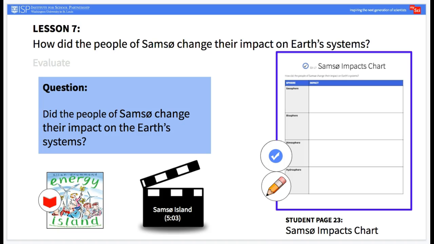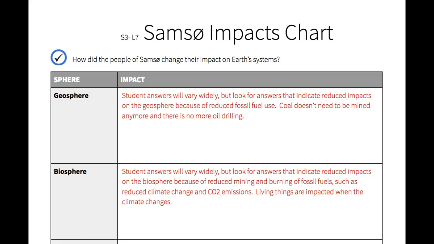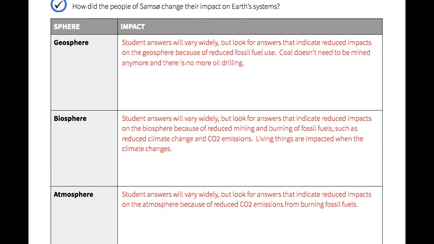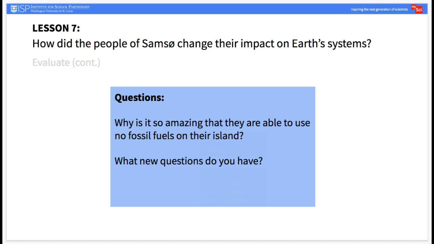In the Evaluate portion of this lesson, students will complete a formative assessment. They will reread Energy Island and rewatch the video about Samsu in order to explain how the people of Samsu changed their impact on each of the 4 Earth systems. Students will then discuss why it is so amazing that they are able to use no fossil fuels on their island and any questions they have.